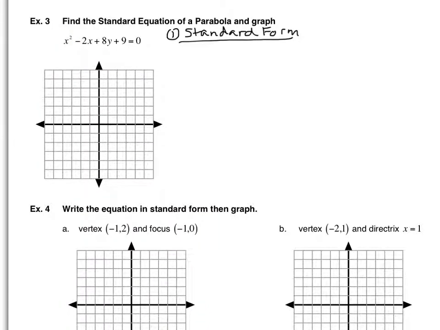We'll see. So I've got the x squared minus the 2x. I'm going to complete the square, so I'm going to want a plus blank equals. And then move everything to the left. You either add or subtract. Here I'm going to subtract an 8y and subtract a 9.